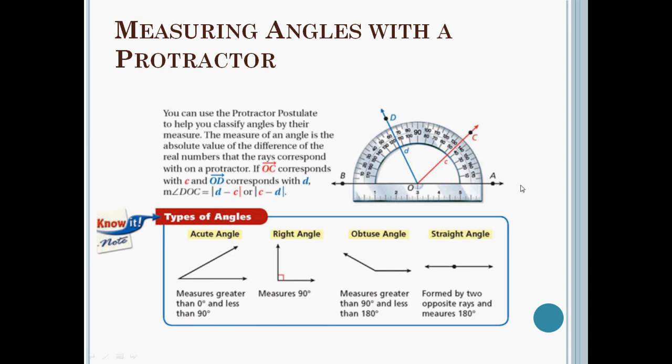Angle DOA is an obtuse angle. When we look at the protractor, we know it has to be greater than 90 degrees. We would not use the smaller numbers outside the circle. We would use the larger angles. This angle measures 115 degrees.